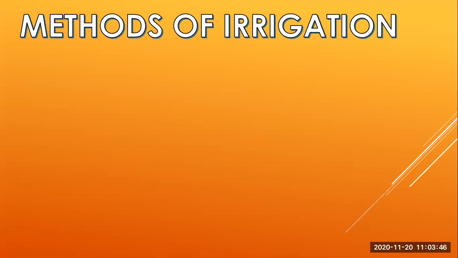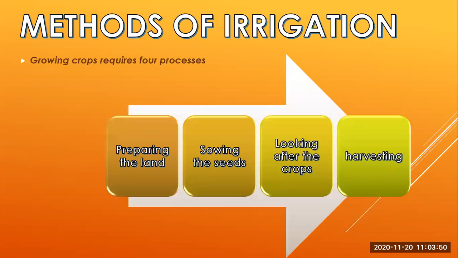Now here come methods of irrigation. Growing crops requires 4 steps or processes, and these are preparing the land, sowing the seeds, looking after the crops, and harvesting. This is the first step. This is the last step. Harvesting means cutting the crops, right?